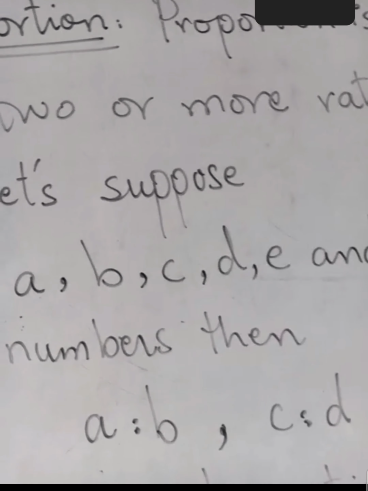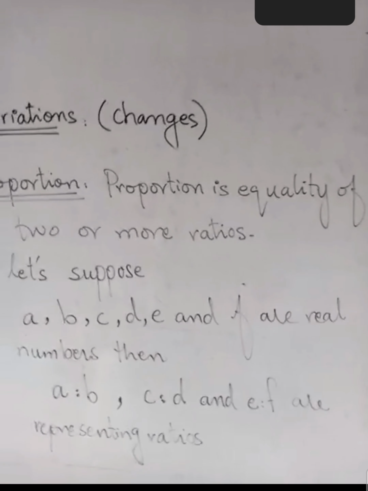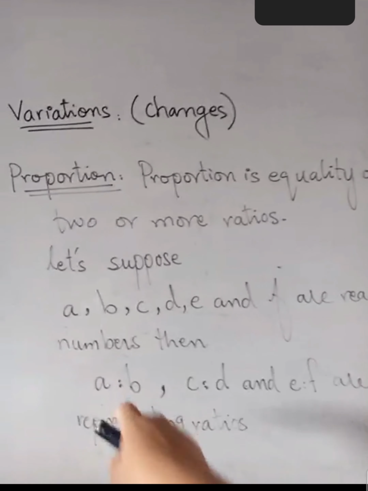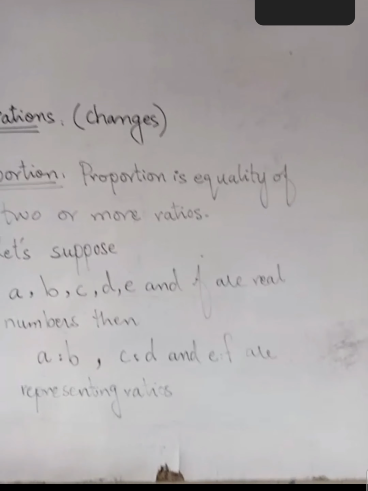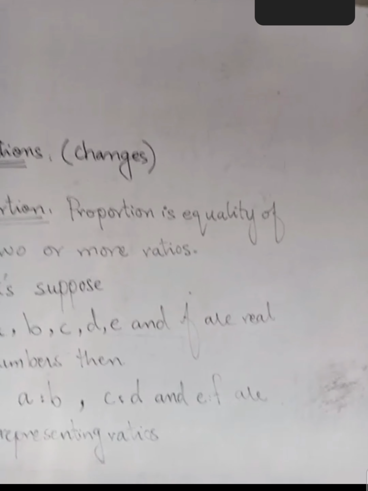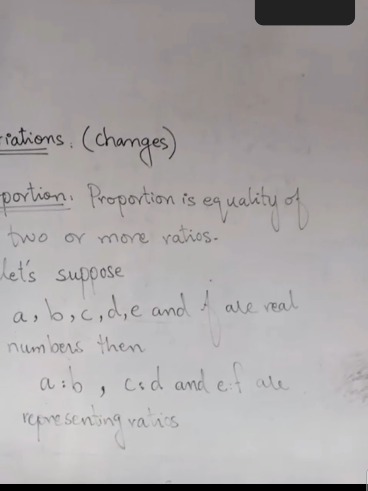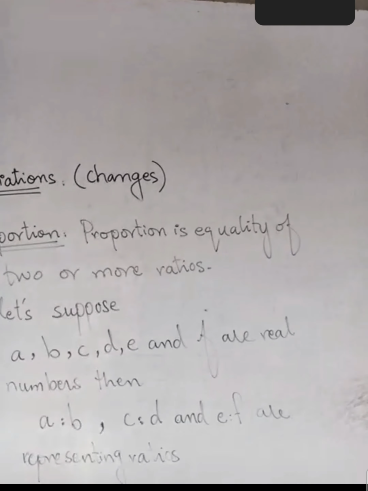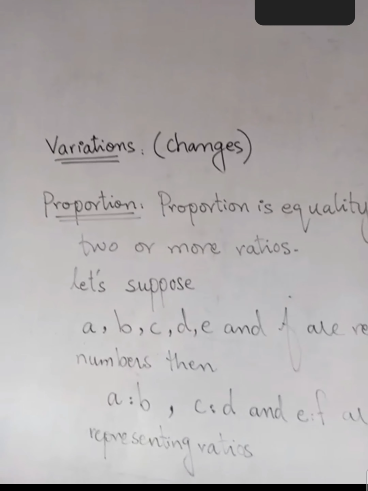Now we will show them as proportion. We have taken these three ratios, okay? They are different numbers. A and B, C, D, E, and F are real numbers. Any real numbers like 2, 4, 3, 6, whatever the numbers are, they are real numbers. A, B, C, D, and E, F, we have taken them as ratios.